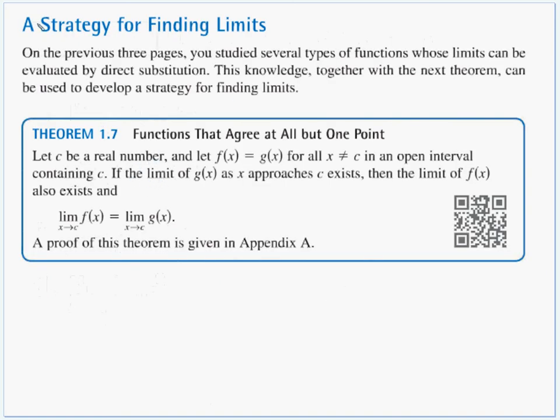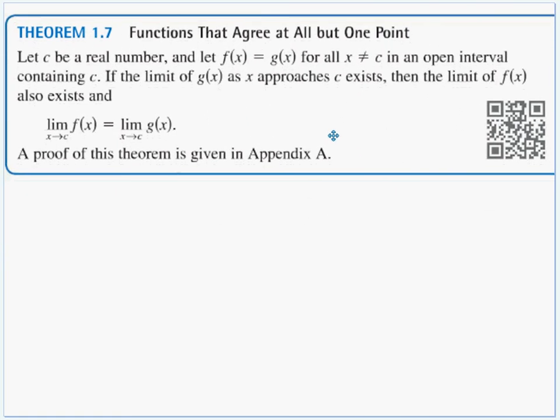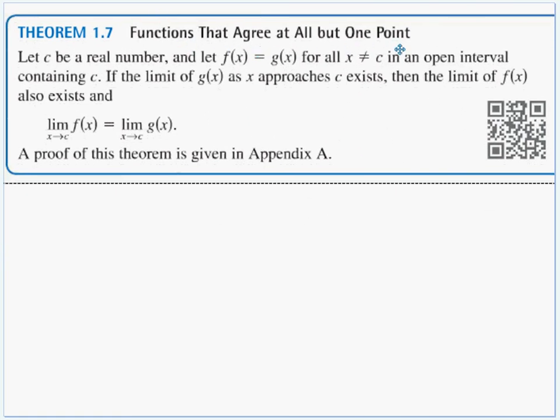Now here we're going to start a strategy to find limits. On those previous slides, we studied several types of functions whose limits can be evaluated by direct substitution. This knowledge, together with this next theorem, can be used to develop a strategy to find limits. So here's a big theorem for today. Theorem 1.7, functions that agree at all but one point.